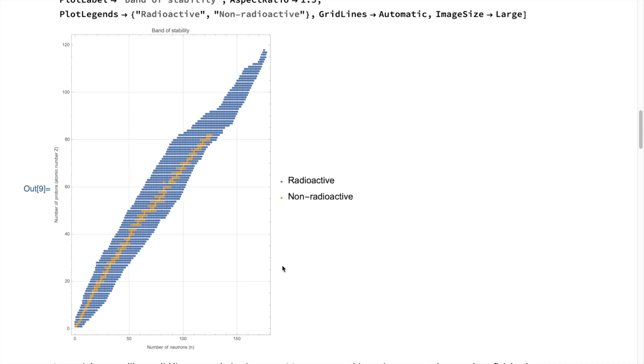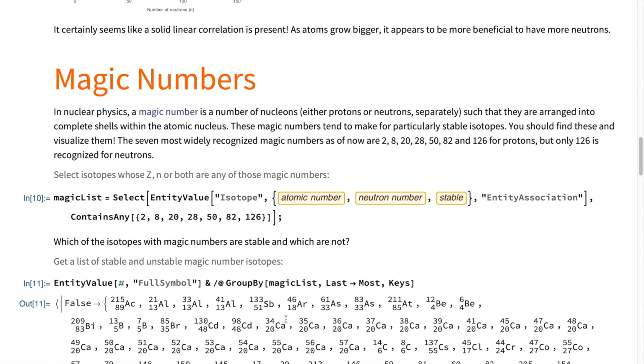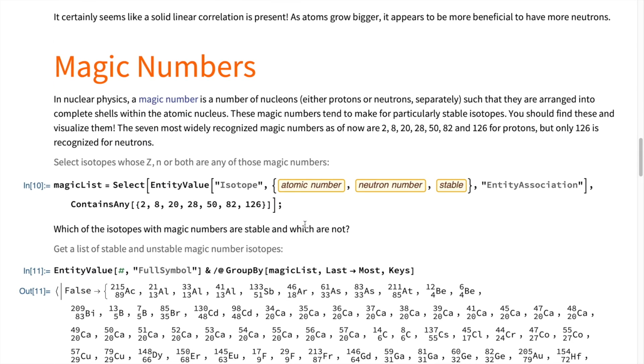I want to touch on another important idea: magic numbers. When atoms have these magic numbers as their proton or neutron numbers, they're usually very stable. For protons, these numbers are 2, 8, 20, 28, 50, 82, and 126, while only 126 is recognized for neutrons. Let's pick isotopes with those numbers in either their protons or neutrons.